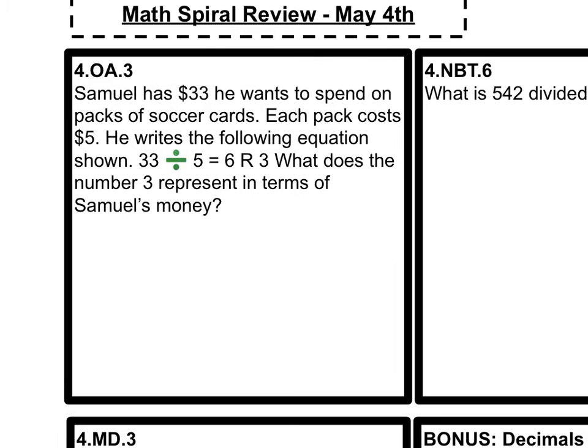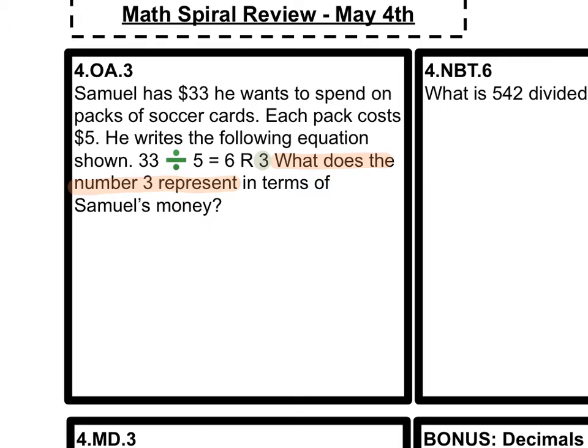First problem says Samuel has $33 he wants to spend on packs of soccer cards. Each pack costs $5. He writes the following equation shown. 33 divided by 5 equals 6 remainder 3. What does the number 3 represent in terms of Samuel's money? So we actually don't have to solve anything. It's already done for us, but we need to understand what this number 3 represents. And that 3 is going to be right here in the remainder.